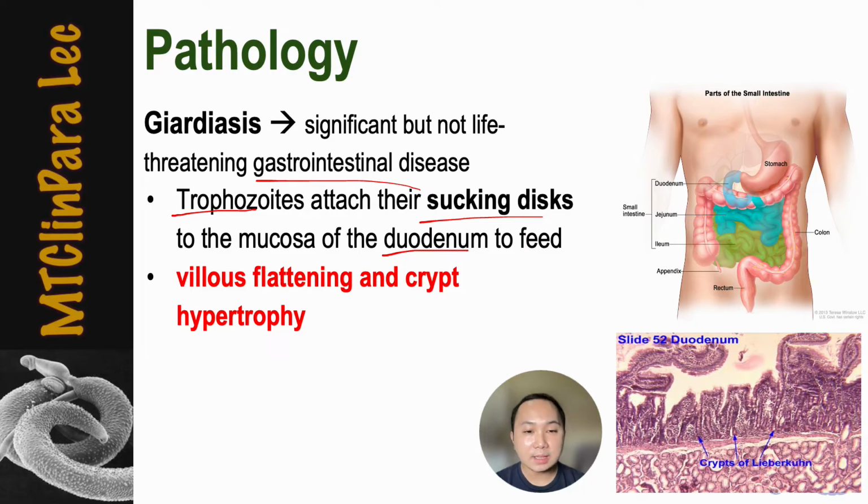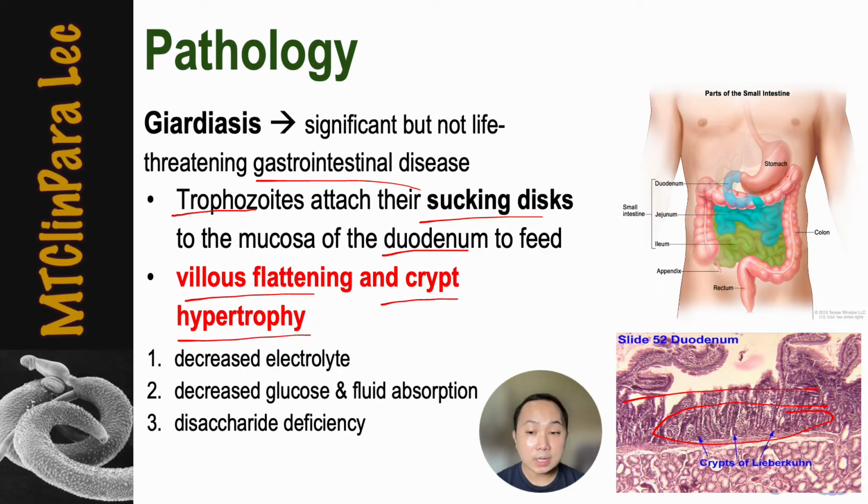Upon attachment to the intestine, your Lamblia trophozoite will cause alterations in the villi, such as villus flattening and crypt hypertrophy. So there is flattening in this area, and of course the enlargement of the crypts surrounding the tissues of your small intestine. This alteration will lead to decreased electrolyte, glucose, and fluid absorption, and disaccharide deficiency. So basically, there is decreased absorption of nutrients due to the presence of your Lamblia trophozoite attached to your intestinal mucosa.